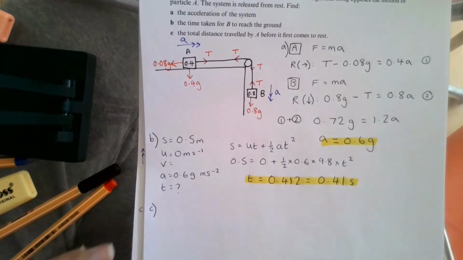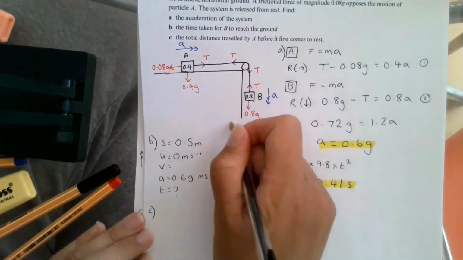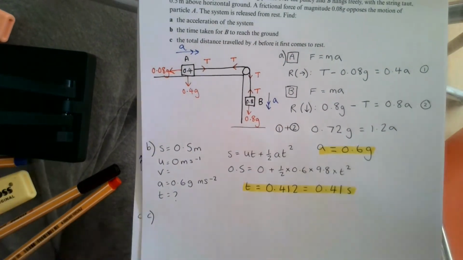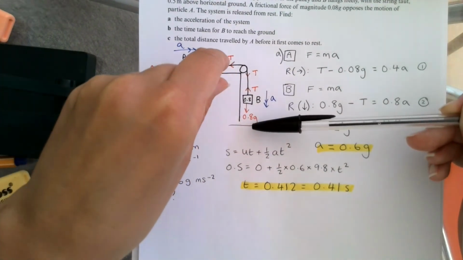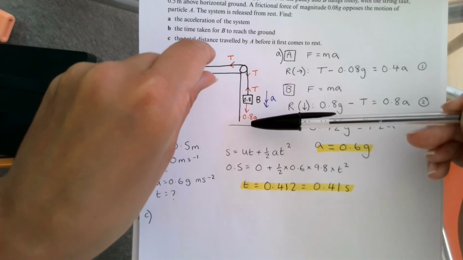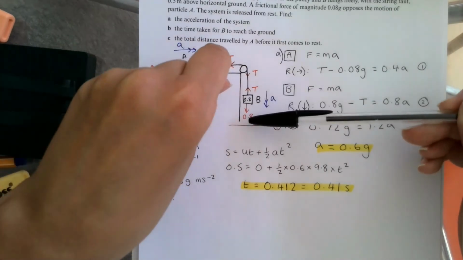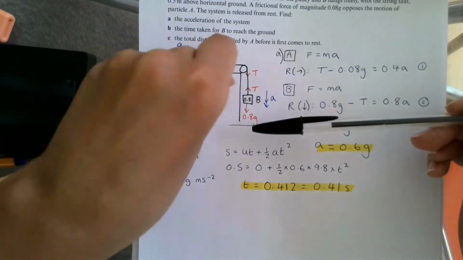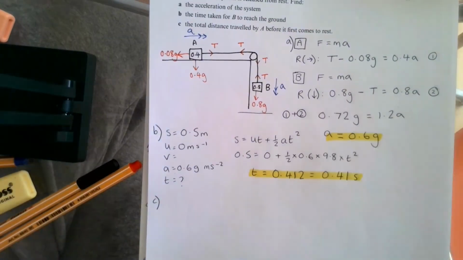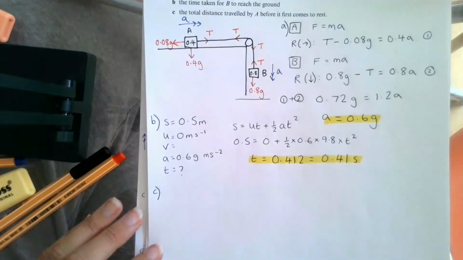Now what you might think is, if you imagine this system, if I've got the ground underneath it, and I've got A and B moving, and B hits the ground, that A stops. But that's not actually the case, because A will be moving. It's not just going to suddenly come to a stop just because B has stopped. The string will go loose, but A will carry on moving until it stops. So let's just think about that situation.